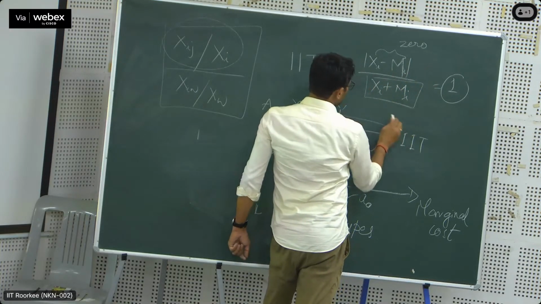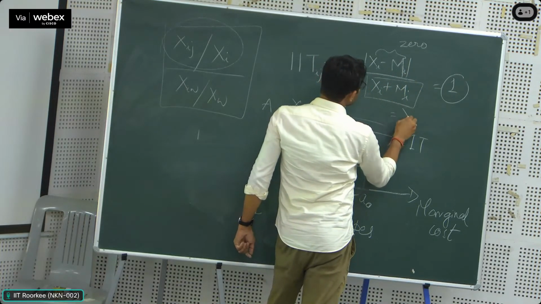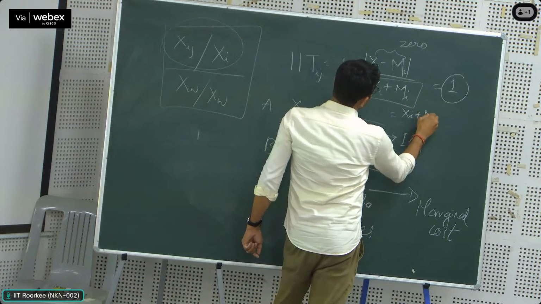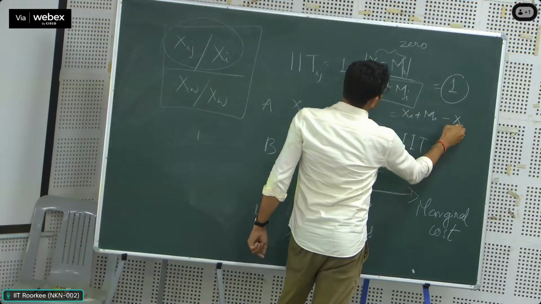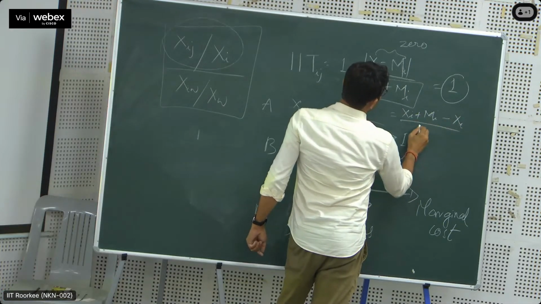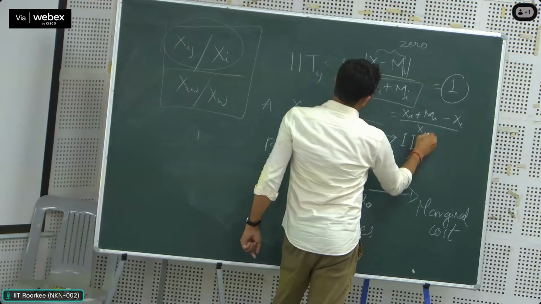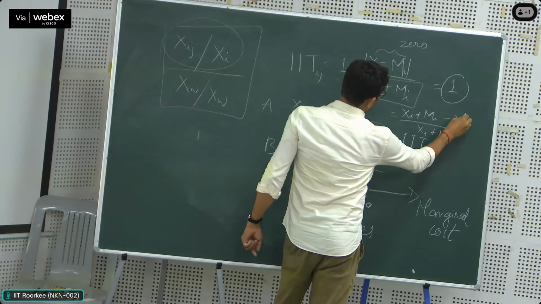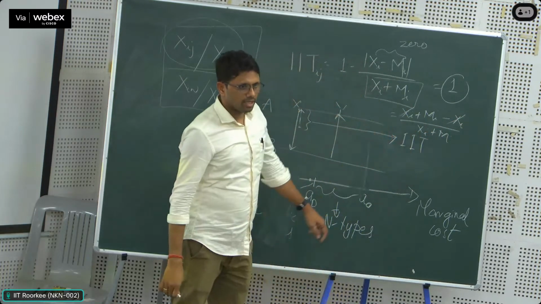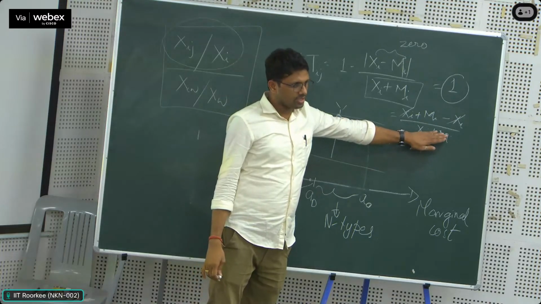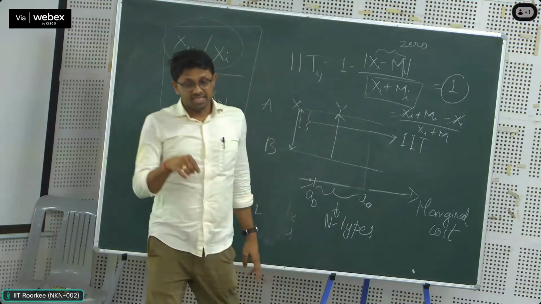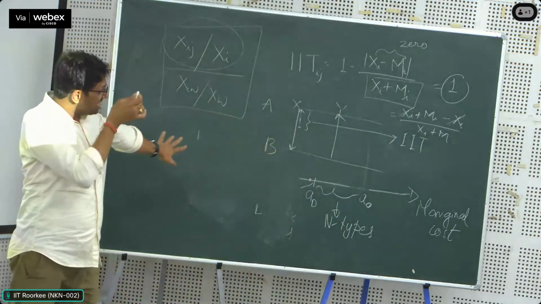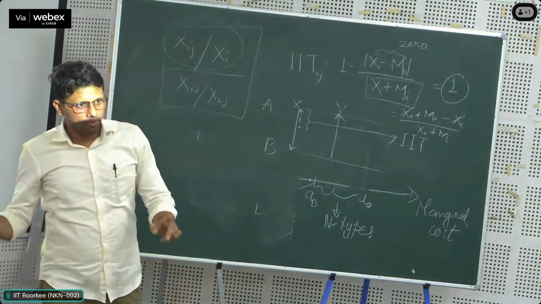Okay, just give me a moment. This is xi plus mi minus xi. Mi divided by xi plus mi. Sorry, so mi divided by total trade. So this is the case. Imagine a situation. I'll just give you a basic example, then we'll calculate it.